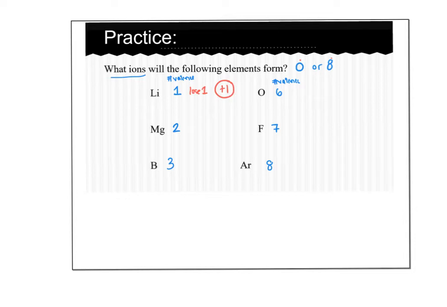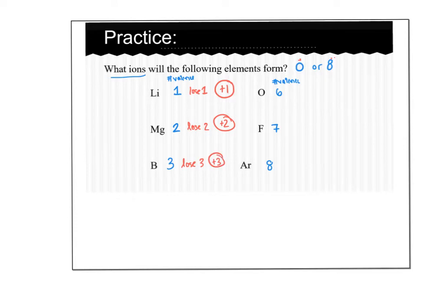Okay, magnesium, 2 is closer to 0 or 8. It's closer to 0, so it's going to lose 2 electrons and form a +2 charge. Boron, is 3 closer to 0 or 8? It's closer to 0, so it's going to lose those 3 outermost electrons, form a +3.